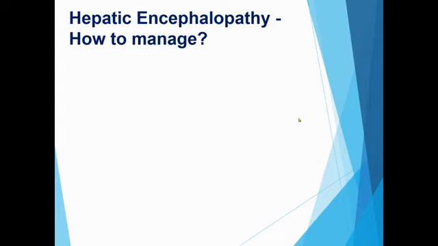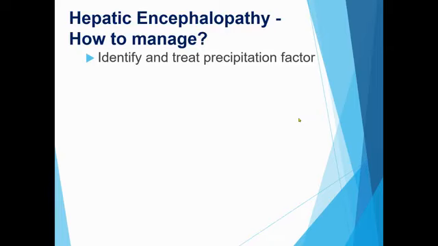And how do we manage a case of hepatic encephalopathy? If you can identify the precipitating factors, you have to treat them, like a rich protein diet, constipation, any infection in the body, dehydration, electrolyte imbalance, and so on. We have discussed the precipitating factors in our lecture class. So if you identify the precipitating factors, you have to treat them. This will improve encephalopathy.